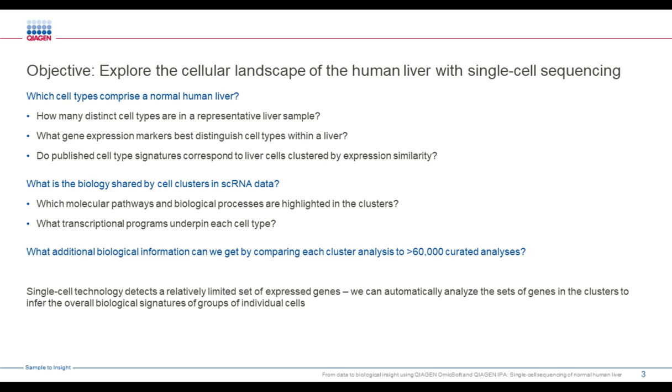So how many distinct cell types are in a representative liver sample? What gene expression markers best distinguish cell types within the liver? Do published cell type signatures correspond to the liver cells clustered by expression similarities? We can also try to understand the biology shared between these clusters: what molecular pathways and biological processes are highlighted in the clusters, and what transcriptional programs underpin each cell type.